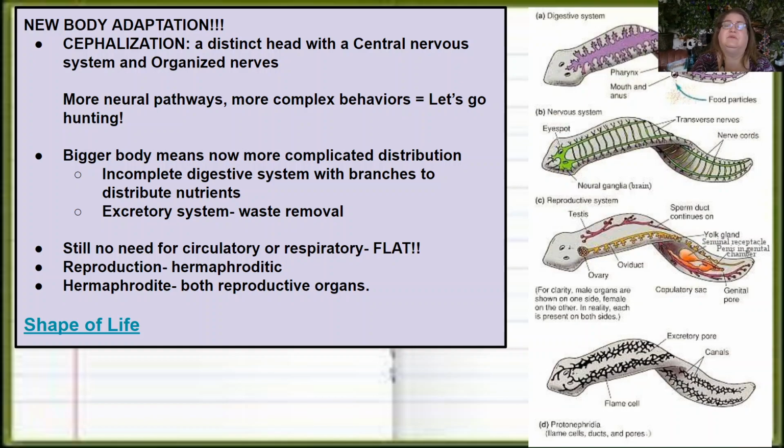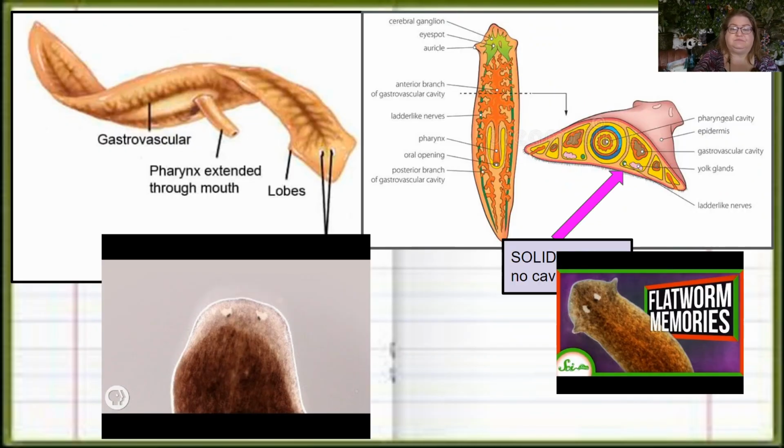Oviduct is simply going to be a very simple tube to release the eggs, or carry the eggs, transport the eggs. And then same thing with sperm duct. Sperm ducts are just very basic tubes to carry sperm cells. And then in hermaphroditic organisms, each mating planaria would donate sperm to the other, and in that way both now are fertilized. It's a very efficient reproductive strategy.